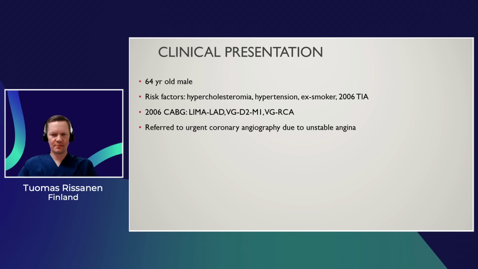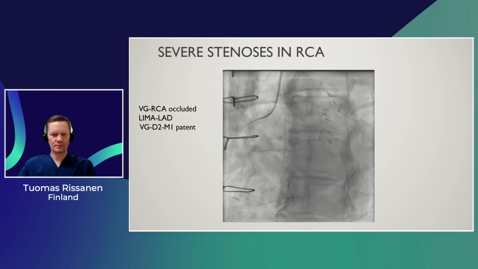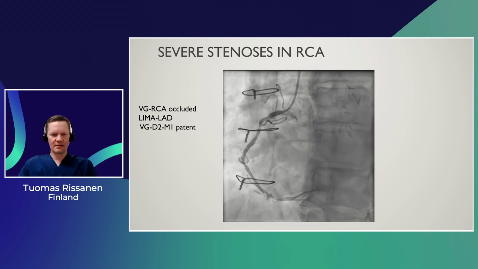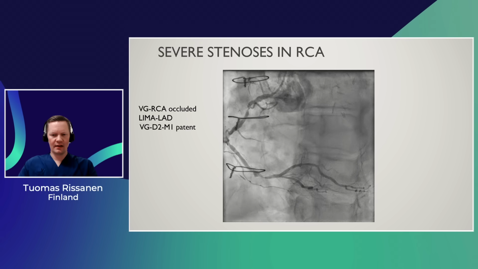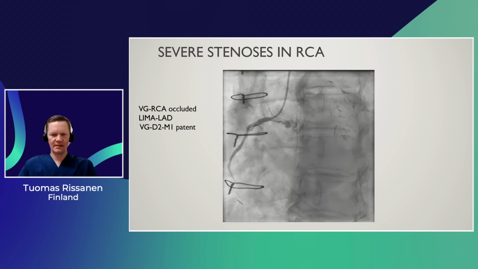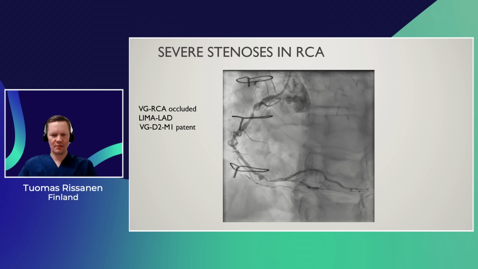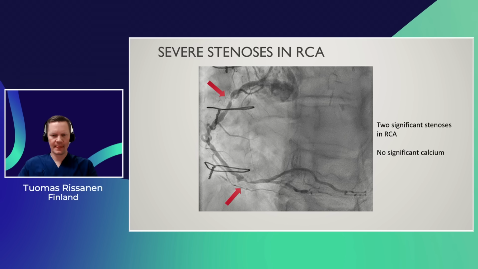So the first case is a 64-year-old male. He had CABG almost 20 years ago and was referred for urgent coronary angiogram due to unstable angina. In the angiogram, we found that the vein graft to the RCA was occluded and the other grafts were open, and there were 2 stenoses in the native RCA, one in the proximal part and a more severe one in the distal part, just distal to the previous anastomosis.